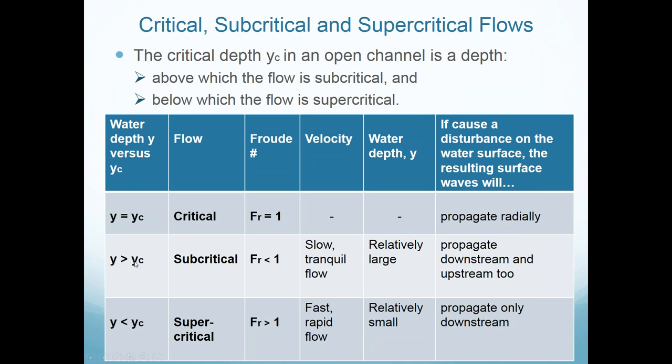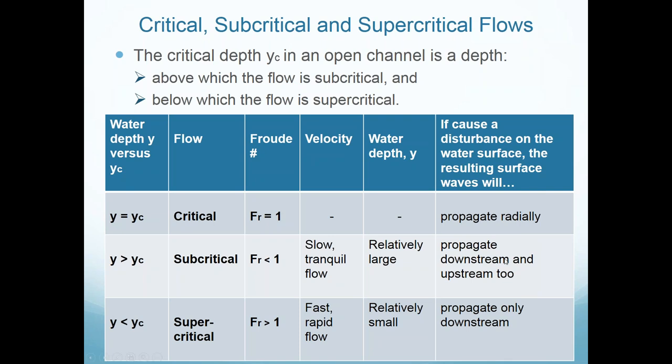That means it's larger than yc. So when the depth is larger than yc, the velocity is small. That's why I'm saying here the flow is slow and tranquil. And when the velocity is slow, the water depth is large. The way you can find that in a lab or in the field is you can throw a pebble or create any disturbance on your surface, maybe by throwing a stone. And you can see that the waves on the surface propagate downstream and upstream when you have subcritical flow.